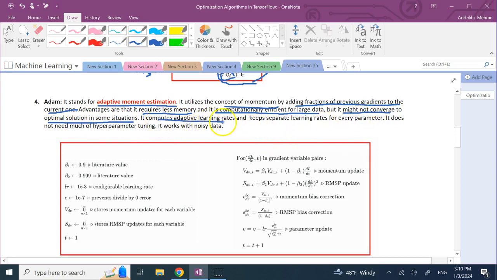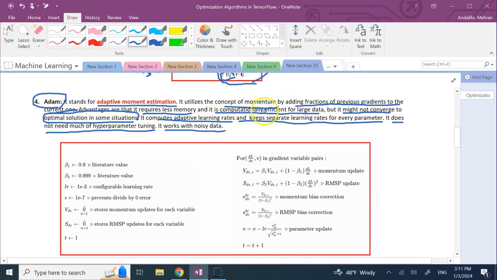It adaptively calculates the learning rate, and for different parameters it has different learning rates. It does not need a ton of hyperparameters, and it also can work with noisy data and noisy gradients. So it is most of the time an optimizer of choice, but pay attention that it might not always go to the optimal solution, but it can have lots of advantages.